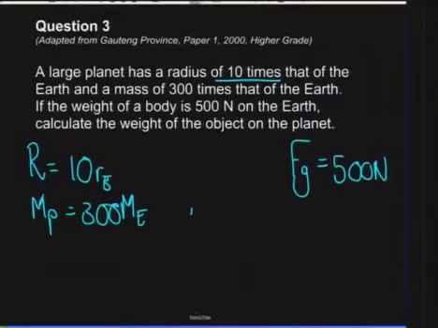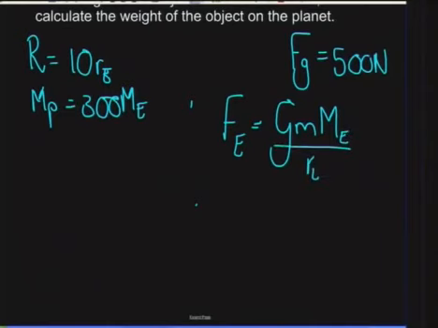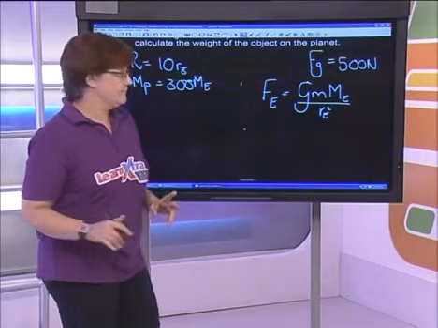The 500 newtons is the force of attraction between the Earth and the person. So we're going to do this. So that's the force of the Earth, and it's G, the mass of the object, which we're not going to worry about, the mass of the Earth divided by the radius of the Earth squared. We're all okay with that.